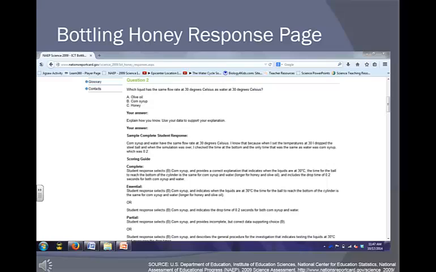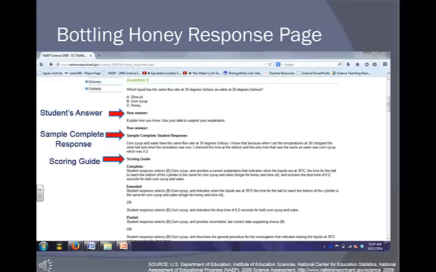As students scroll down the response page, they can see what they put in as each short answer explanation as well. This response page also gives them a sample complete student's response. This is a complete answer that meets all of the scoring criteria.